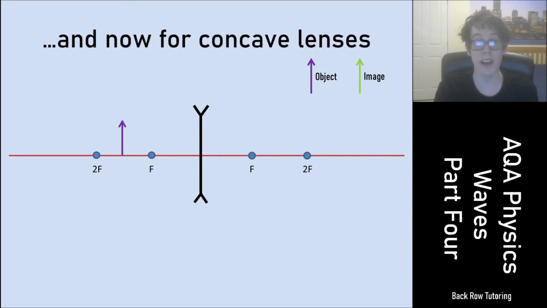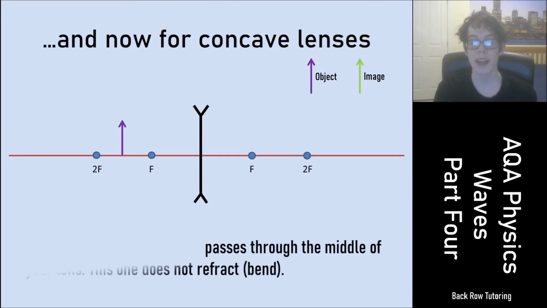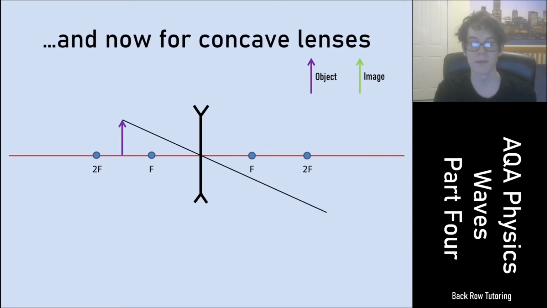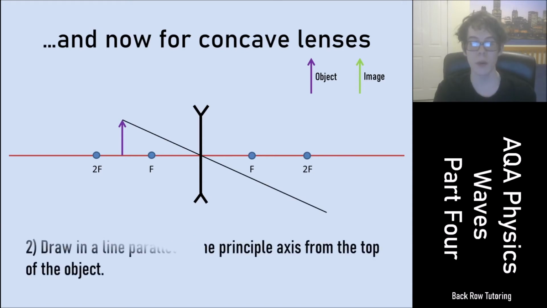And now for concave lenses. So again, the first step is the same. We're going to draw in our first ray which passes through the middle of the lens. And again, this one doesn't bend. Next, we're going to draw in a line parallel to the principal axis from the top of the object, just like we did for the convex lens.